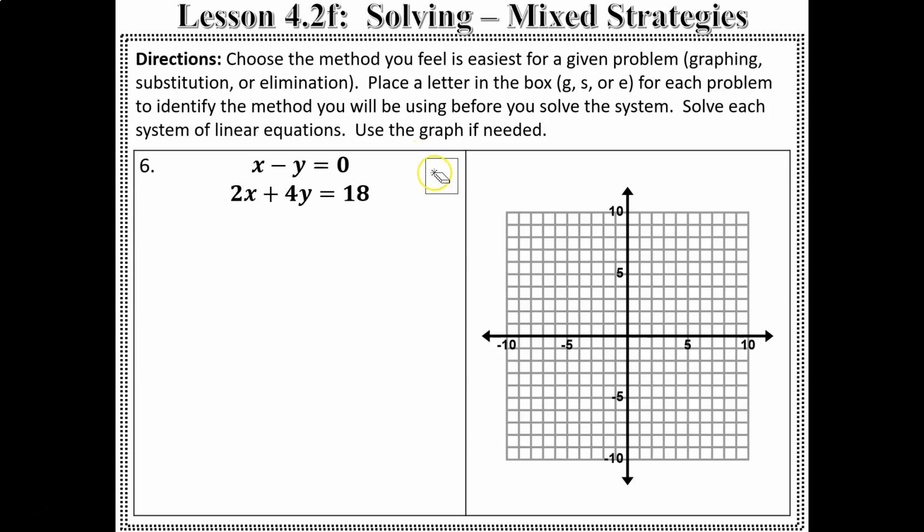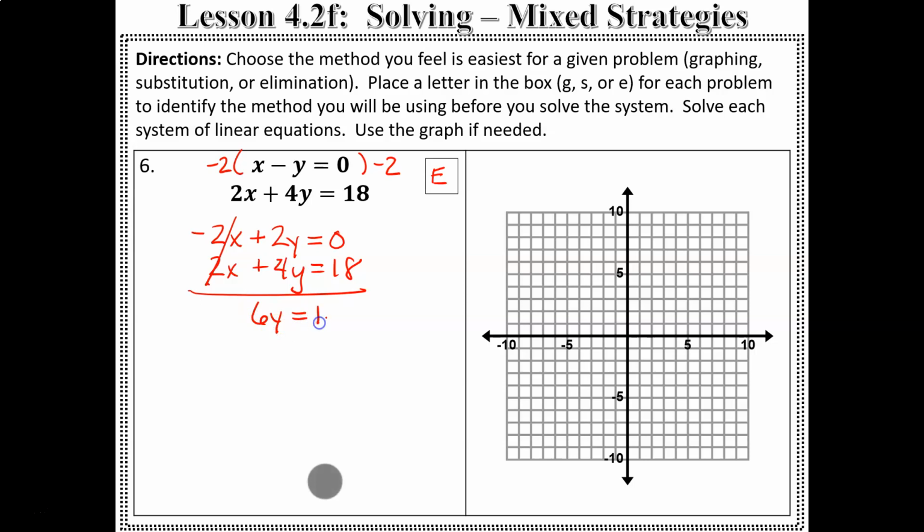I think we should eliminate here. We're going to have to do some multiplication. I'm going to multiply the top one by negative 2 so we can get rid of the x's. So I have negative 2x plus, because I have negative 2 times negative y, plus 2y equals 0. Let's line those up and see what's in store for us. So say goodbye to the two x's. I have 6y equals 18.